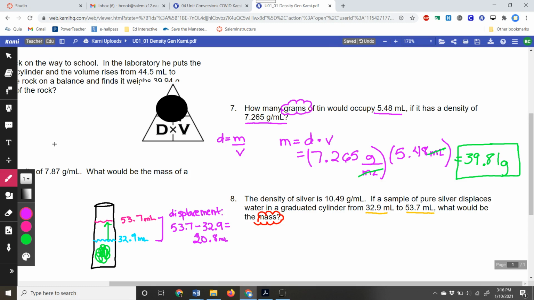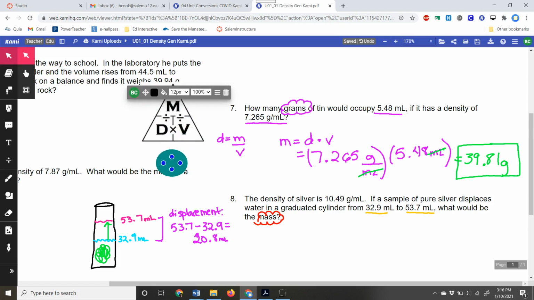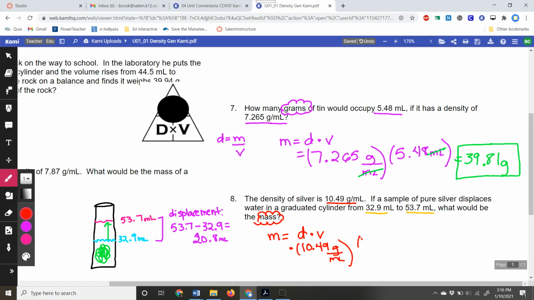So now they asked us to solve for mass. So once again, you can look at the density triangle and notice how if I take my hand and I cover up mass, notice how I'm left with D times V. So I'm going to solve my problem using that equation. So mass is going to equal density times volume. Now they already gave me the density of silver. It's 10.49 grams per milliliter. And they gave me the volume by displacement, and I already found that to be 20.8 milliliters. So let's plug in the 20.8 milliliters.